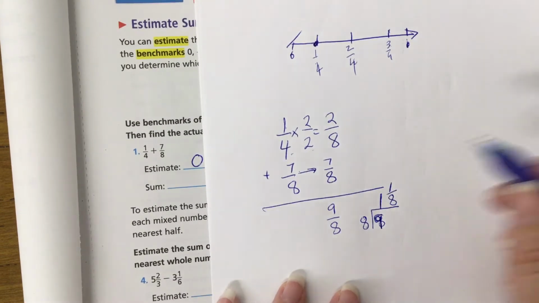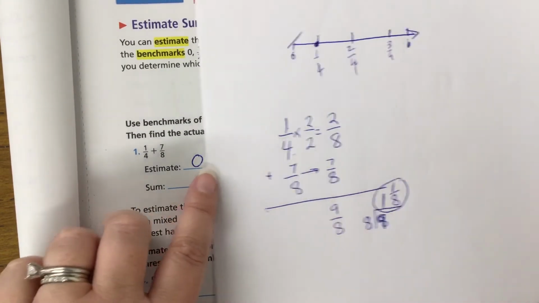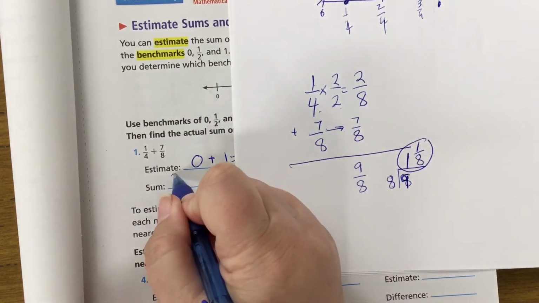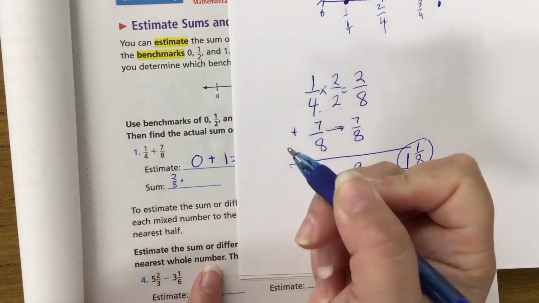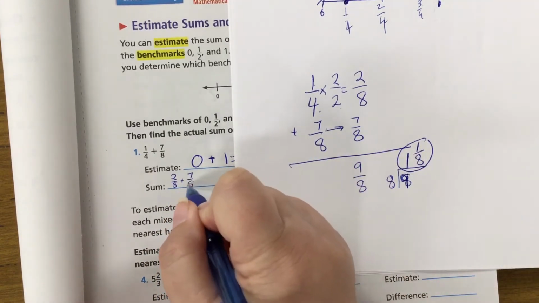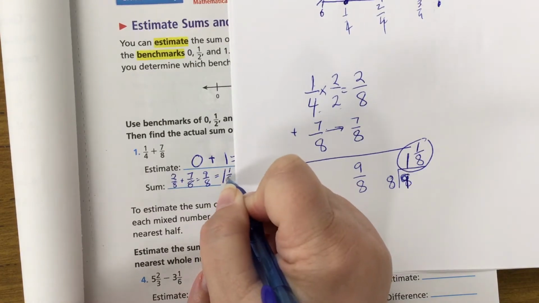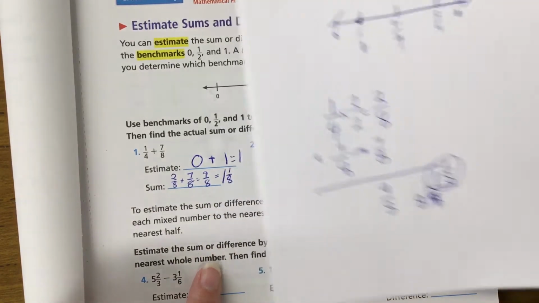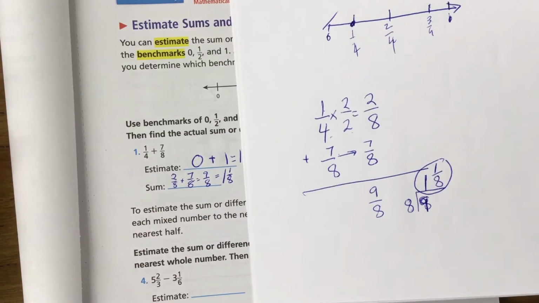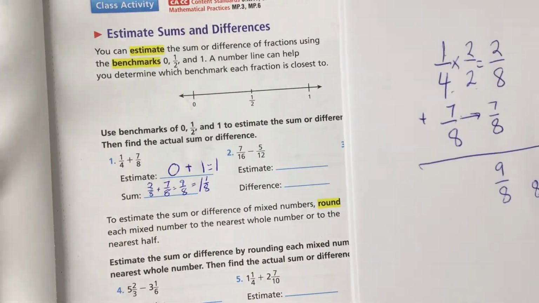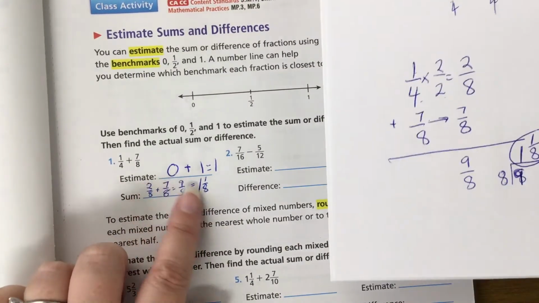So my estimate of 1 actually worked out, because 2 eighths plus 7 eighths equals 9 eighths, which equals 1 1/8. Okay, and 1/8 is really close to 0. So I know that that's a pretty accurate estimate. Okay, so we're going to estimate.